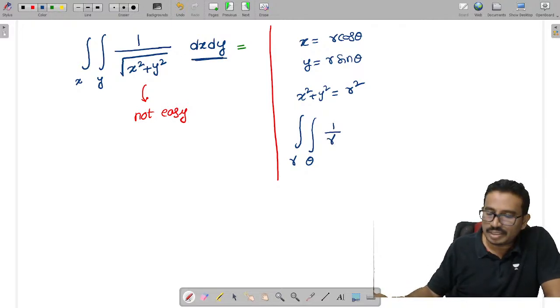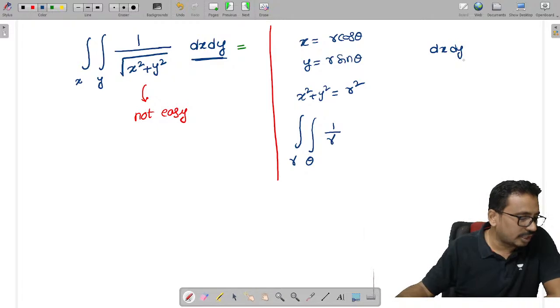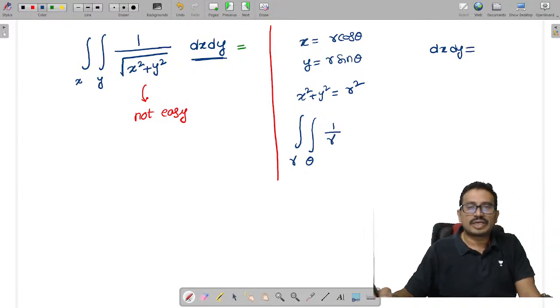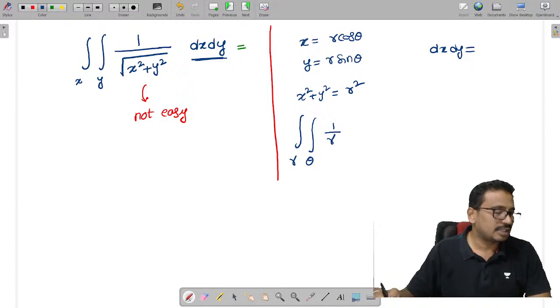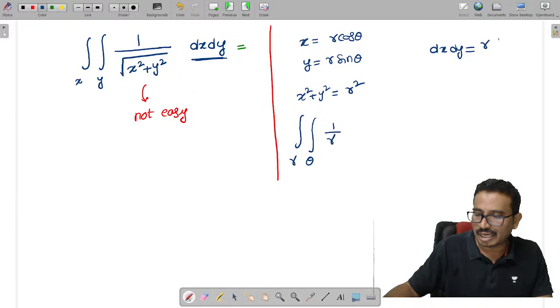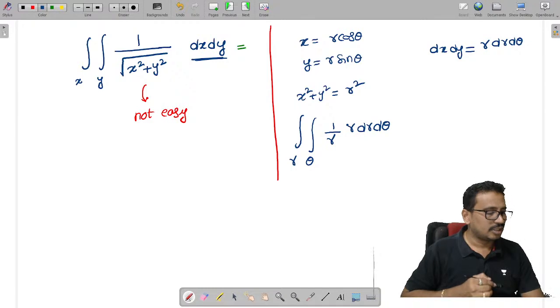Tell me now, we have dx dy. In place of dx into dy, what did we used to write when converting to the cylindrical system? We write it as r dr d theta. Do you remember? So it becomes r dr d theta.